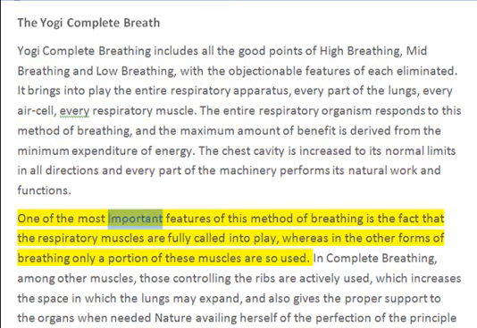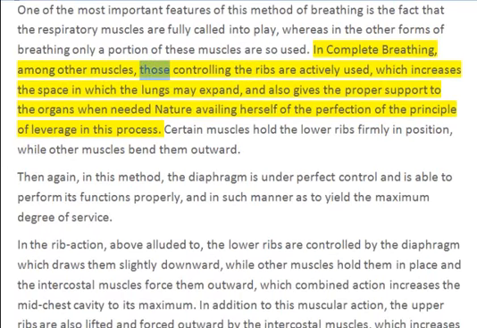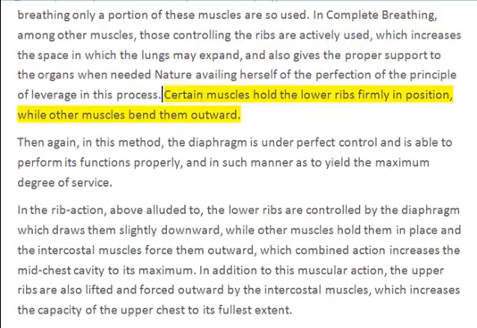One of the most important features of this method of breathing is the fact that the respiratory muscles are fully called into play, whereas in the other forms of breathing only a portion of these muscles are so used. In complete breathing, among other muscles, those controlling the ribs are actively used, which increases the space in which the lungs may expand, and also gives the proper support to the organs when needed, nature availing herself of the perfection of the principle of leverage in this process. Certain muscles hold the lower ribs firmly in position, while other muscles bend them outward.